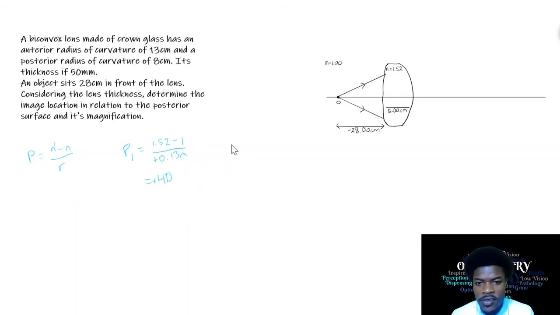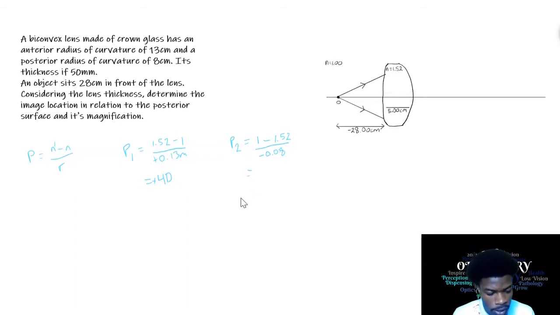Let's find out for the other surface, the posterior surface. Let's call it P2. Again, we're going from inside to outside now, so N is 1.52, then N prime is 1, all over R, which is 8 centimeters. And remember, guys, this time it's a divergent surface. This posterior surface is going to be diverging light. So we're going to go with minus 0.08.